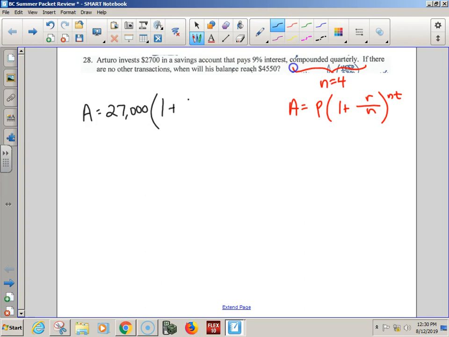as long as it all fits in nicely. Like the rate is 0.09. The rate is over the number of times per year. Quarterly means 4 quarters in a year, 4 quarters in a dollar. Think of it that way. What were you supposed to find? When will the amount in his account reach 4,550?